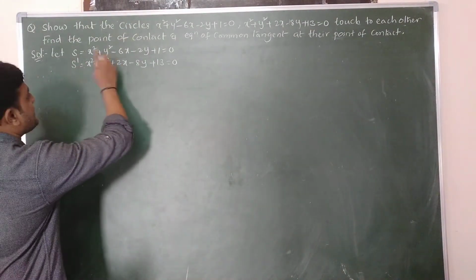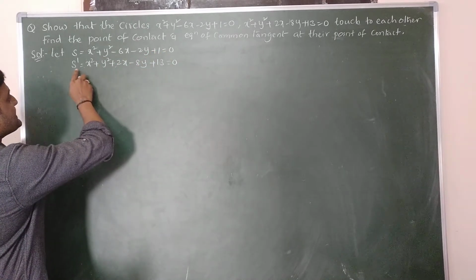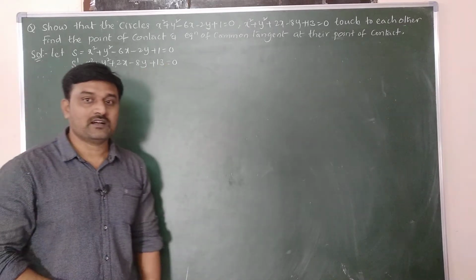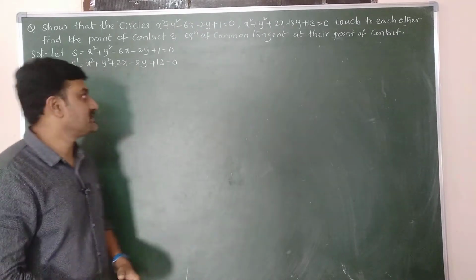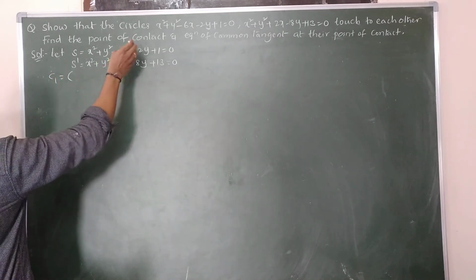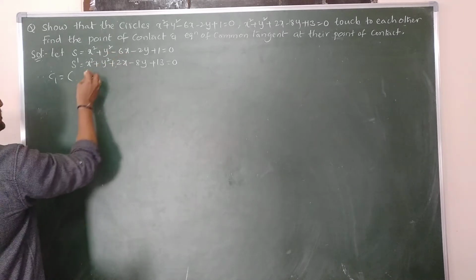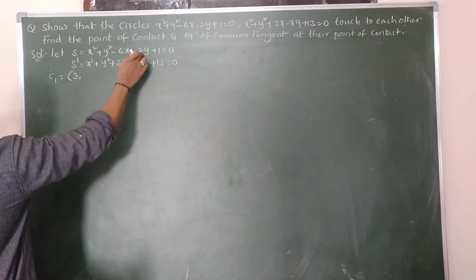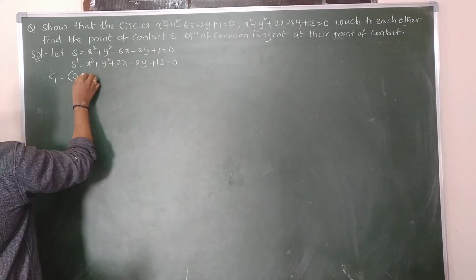Let the given circles be S equals x square plus y square minus 6x minus 2y plus 1 equals 0, and also S dash equals x square plus y square plus 2x minus 8y plus 13 equals 0. First of all we find the centers and radii. The center of S is (minus g, minus f). Half of the x coefficient with opposite sign is 3, and the y coefficient is minus 2, so half of it with opposite sign is 1.